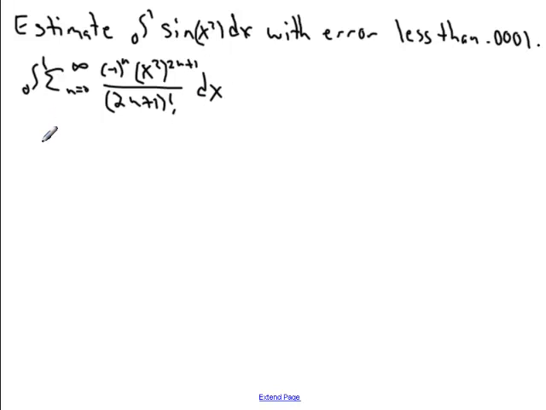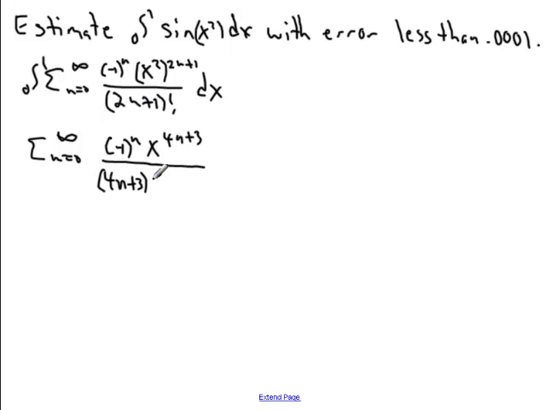So we can integrate term by term. The sum from n equals 0 to infinity, and this is x to the 4n plus 2, so when we integrate, that's going to be negative 1 to the n, x to the 4n plus 3, divided by 4n plus 3 along with 2n plus 1 factorial, and evaluate it between 0 and 1.